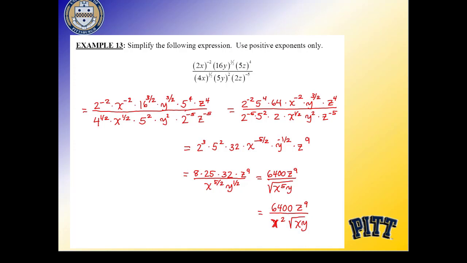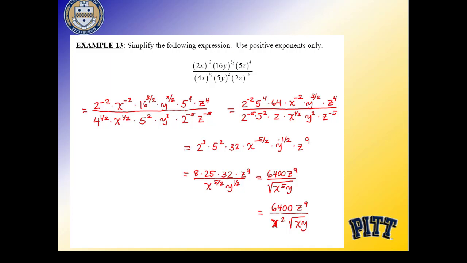And I do the same thing with the x's, y's, and z's. X to the negative 2 divided by x to the 1 half. Again, I'm going to subtract the exponents. Negative 2 minus a half is negative 2.5, or negative 5 halves, writing it as a single fraction. Y to the 3 halves divided by y to the second. Again, I subtract the exponents. 3 halves minus 2. It has to be in that order, the one that's on top minus the one on the bottom, which gives me negative 1 half. And of course, z to the 4th divided by z to the negative 5 means I'm going to take the exponent of 4 and subtract negative 5 from it to get z to the 9th.